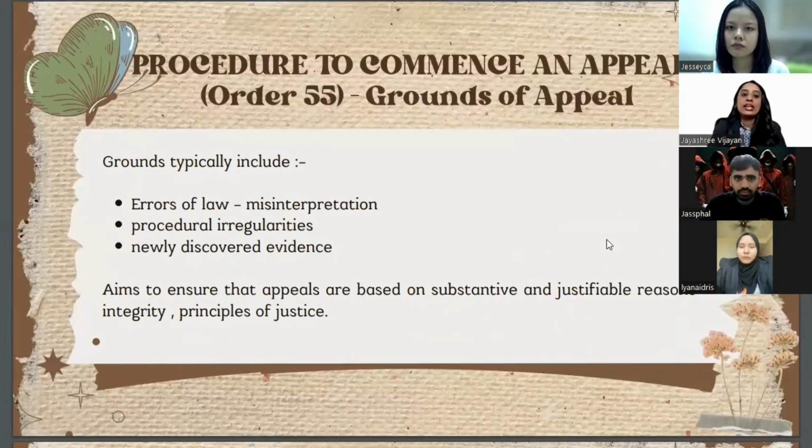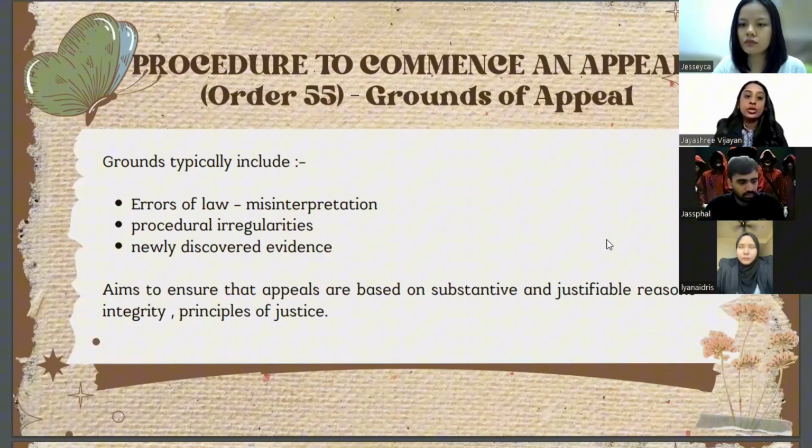Moving forward to the grounds of appeal. Under Order 55 of the Rules of Court, they have listed a few valid reasons for filing an appeal. These reasons include mistake in applying law. For example, if a particular case does not apply that particular legal principle, then that would be an error of law. And then we have procedural issues that affect fairness, and even newly discovered evidence that could not be tried in court. So all of these could be grounds of appeal.